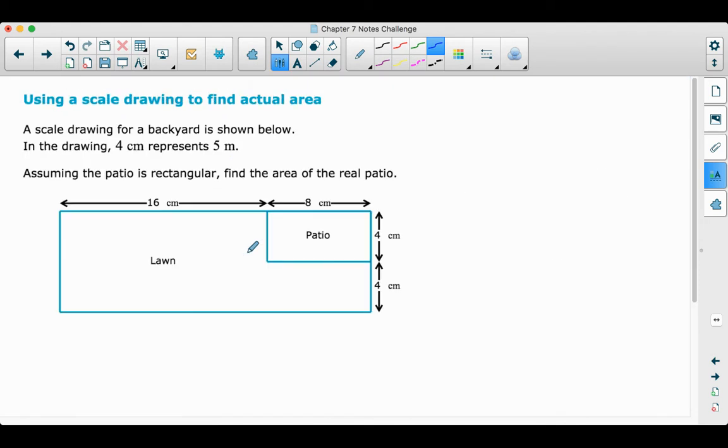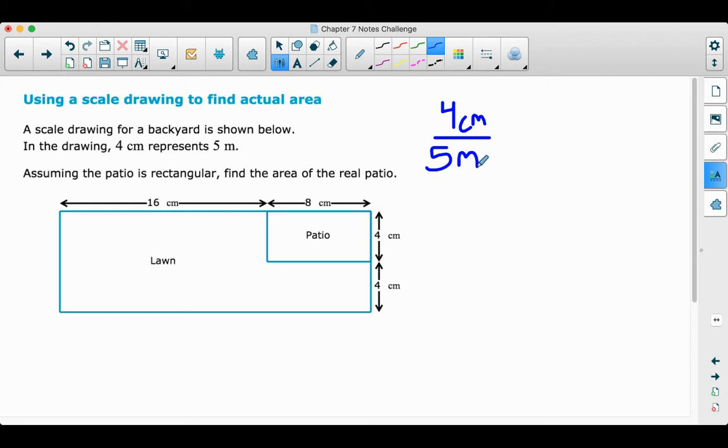And then last but definitely not least, we're going to talk about actual scale drawings that you may see out in real life. So here we've got a scale drawing for a backyard shown below. In the drawing, 4 centimeters represents 5 meters. That's really important for us to remember. So we need to remember that 4 centimeters is equal to 5 meters. That gave us our ratio right off the bat.